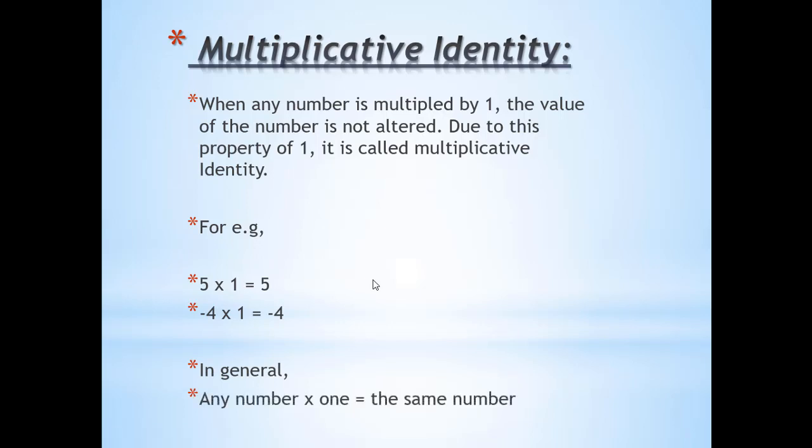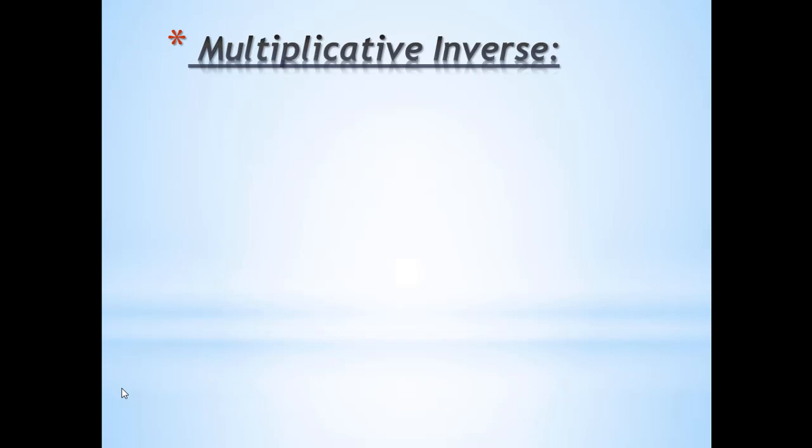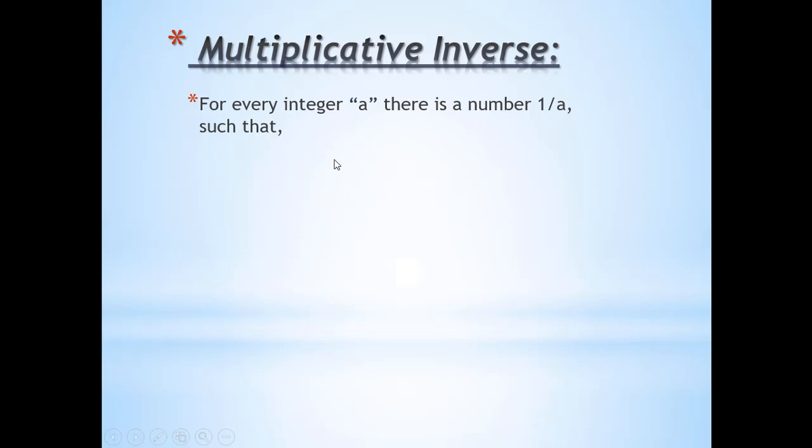In general, any number multiplied by 1 is equal to the same number, as I have already told you before. So what is the multiplicative inverse then? For every integer a, there is a number 1 over a, such that a times 1 over a is equal to 1 over a times a, which is equal to 1.